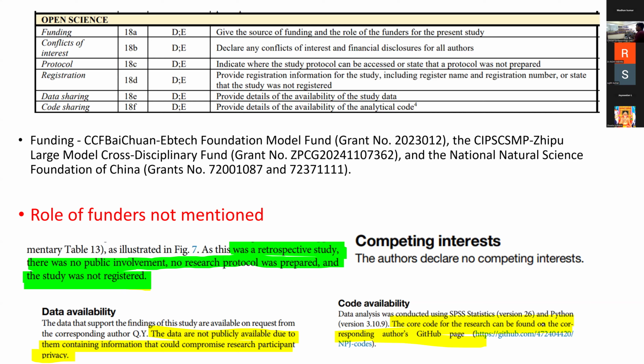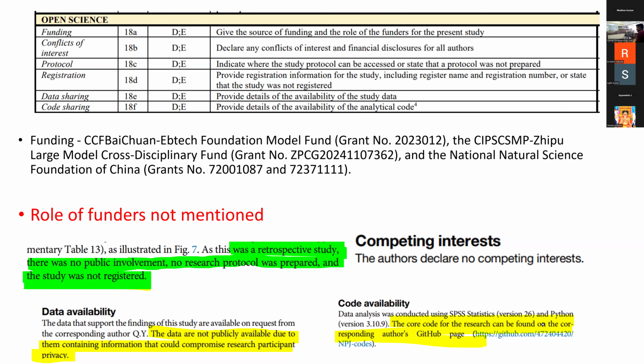Now give the source of funding and role of funders for the present study. These were the funders which funded the study, and the role of the funders was not explicitly mentioned in the article. They did not have any competing interest. Provide registration information for the study, including register name and number, or state whether the study was not registered. They mentioned that this was a retrospective study with no public involvement, so they did not prepare any research protocol, and the study was not registered.